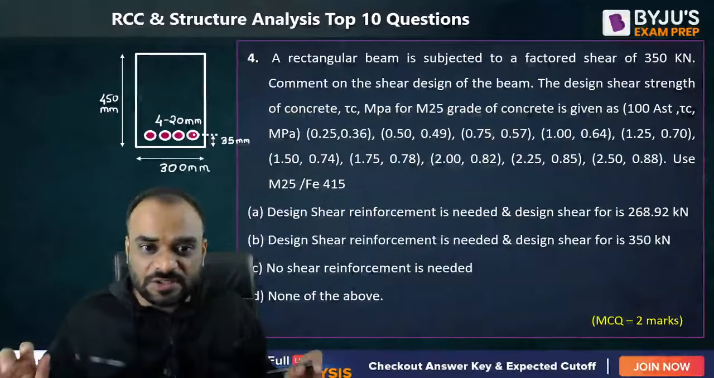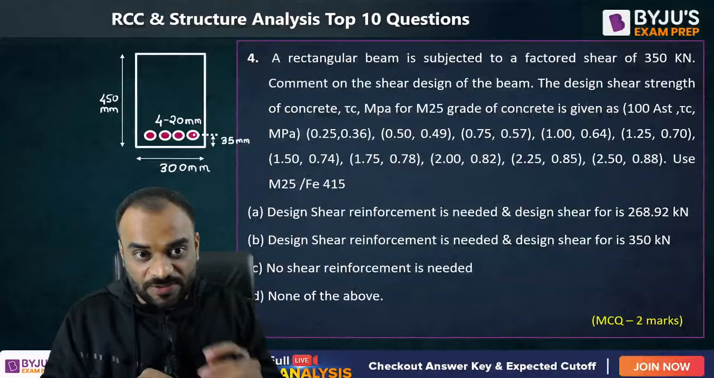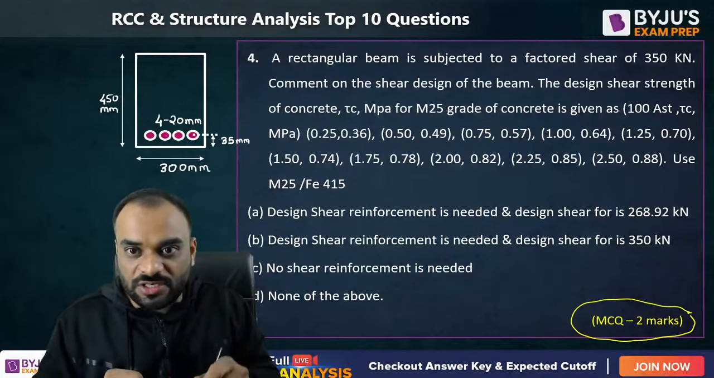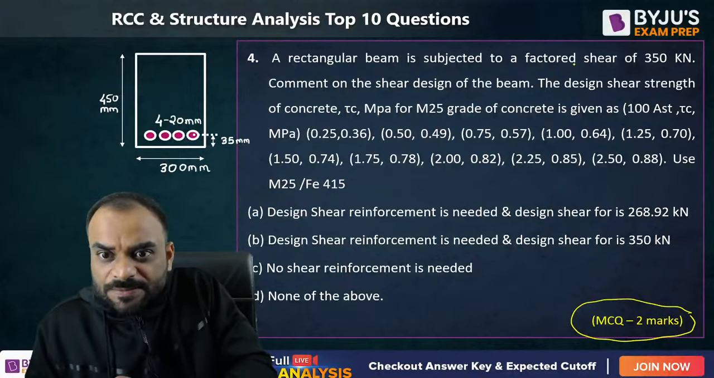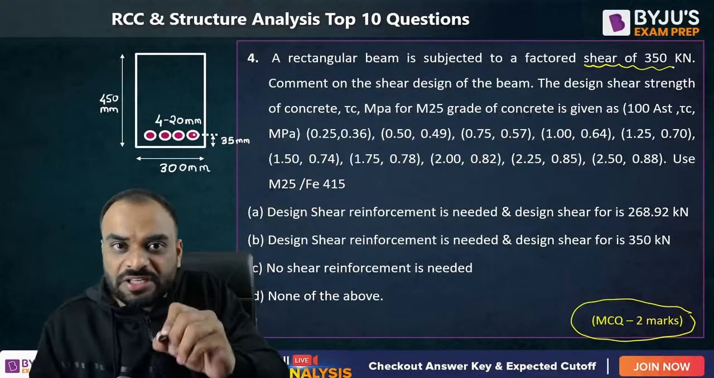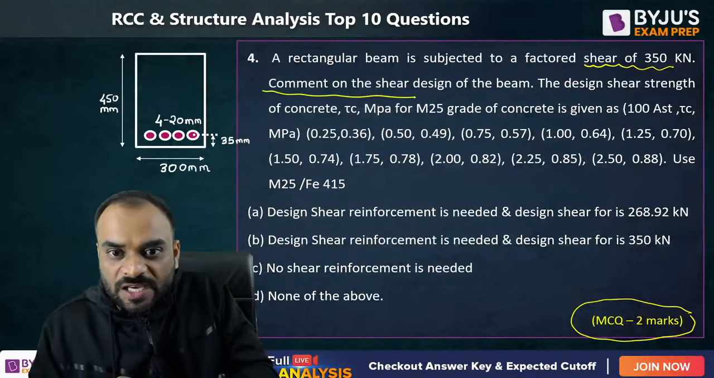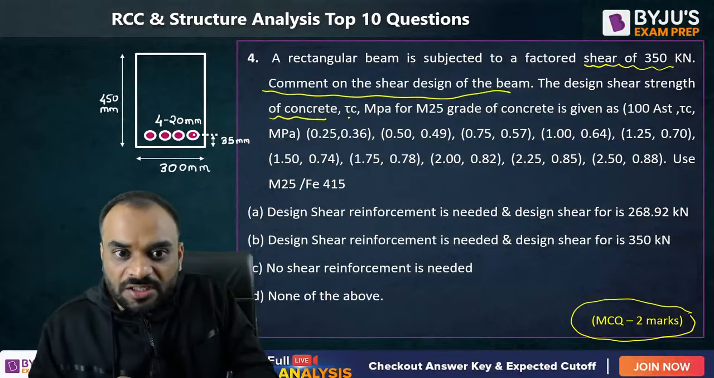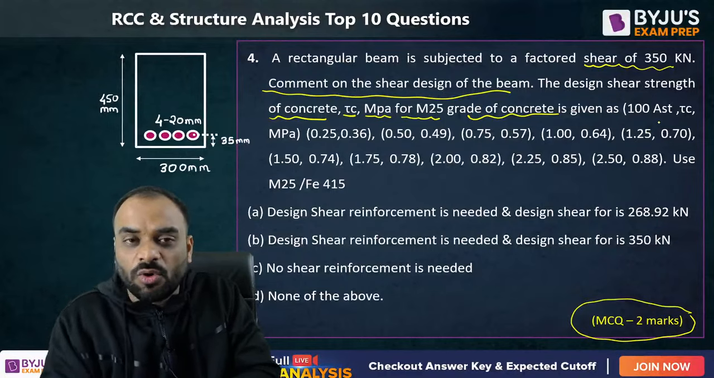Next question, guys, which is based upon the shear reinforcement again, but be careful while reading the question. Again, MCQ 2-mark question. Now, what is given to us? A beam which is subjected to the factored shear of 350 kilonewton. Now, you need to comment on the shear design of the beam. The design shear strength of concrete tau c, which is in megapascal, for M25 grade of concrete is given as this, right?